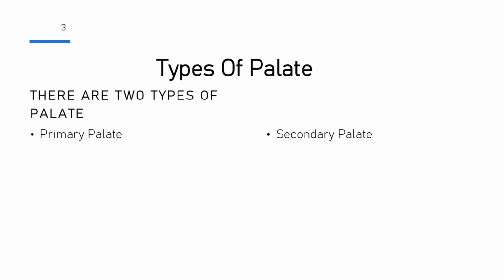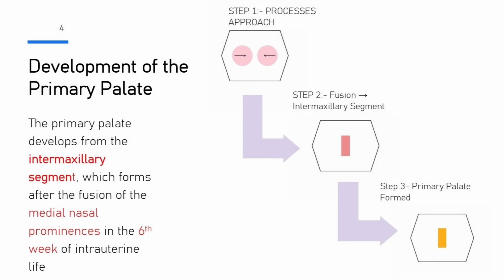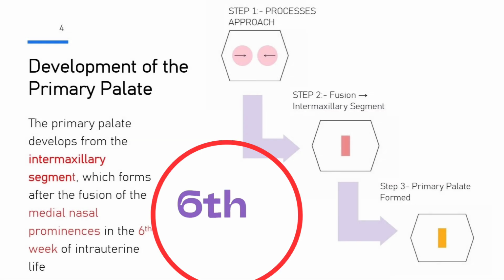Now the development of palate. The development of palate has been divided into two steps. First is development of primary palate and second is development of secondary palate. We will start with development of primary palate. Development of primary palate occurs in the 6th week of intrauterine life.